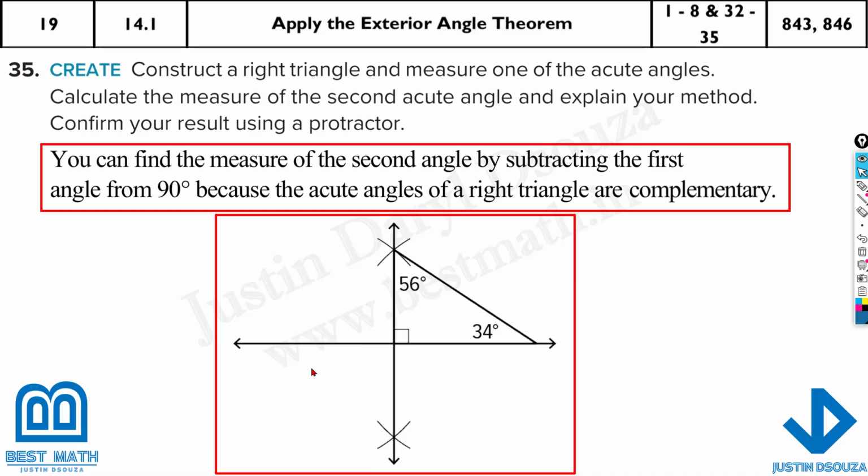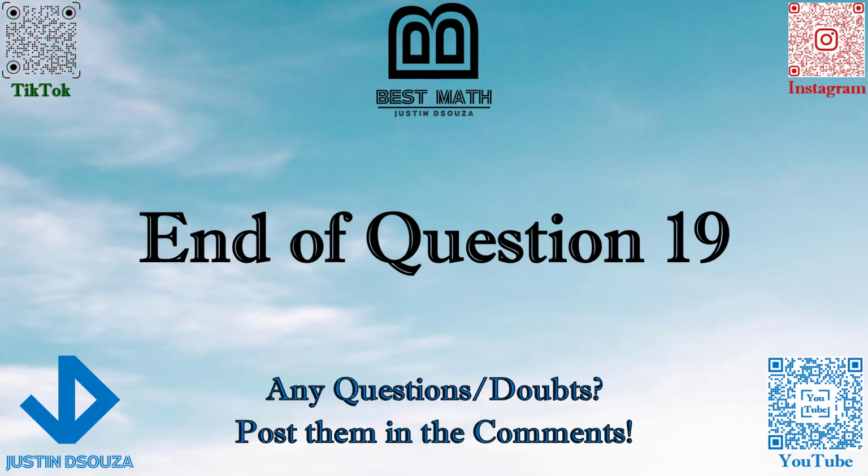If you want, you can just use a protractor, draw a 90-degree point and draw lines, and then join these 2 points. That'll also be fine. And then you can measure the angles if you want. That is the end of this question.